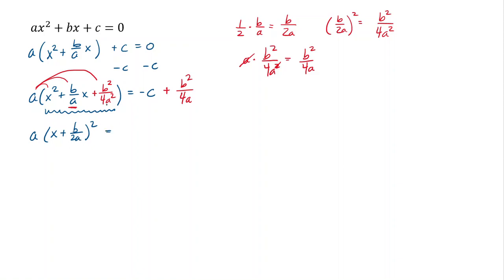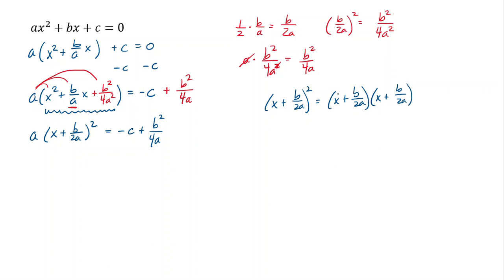So by adding that term in the way that we did, we made it so that we could factor that expression as a perfect square. And just to kind of confirm that, let me do this work on the side here. X plus b over 2a squared means x plus b over 2a times x plus b over 2a.